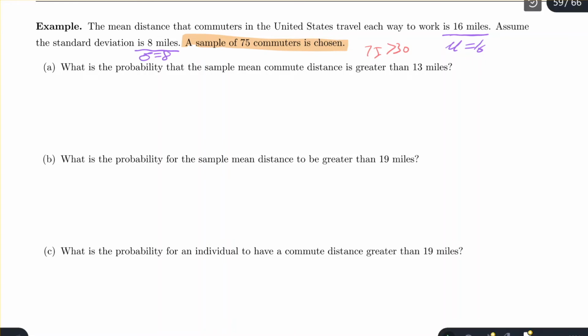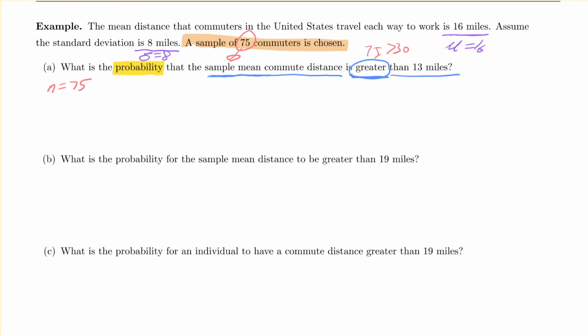So let's look at the first problem. What is the probability? This is asking for a probability, which means our answer should be a decimal between 0 and 1, not a negative number either. Also, we need to find the z-score to find the area using the z table. What is the probability that a sample mean commute distance is greater than, another keyword, greater than 13 miles? Here, there are a few things we have to pay attention to. Also, the sample is 75 of them, so n is 75.